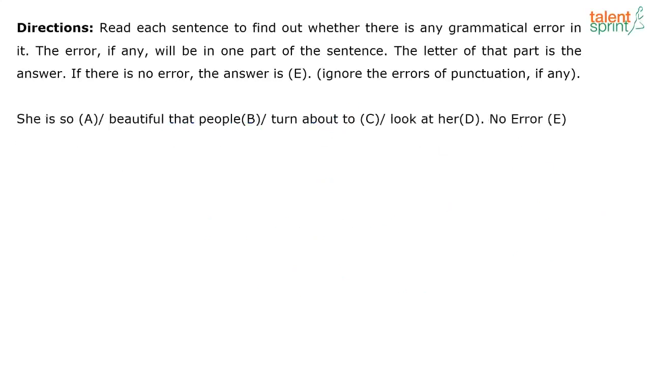She is so beautiful that people turn about to look at her. Where is the error? "She is so" is part A, "beautiful that people" is part B, "turn about to" is part C, and "look at her" is part D. Where do you think the error is? Let's understand the context meaning.